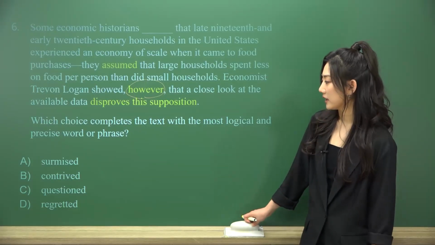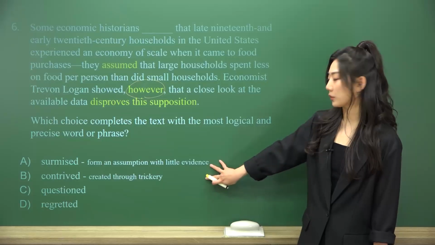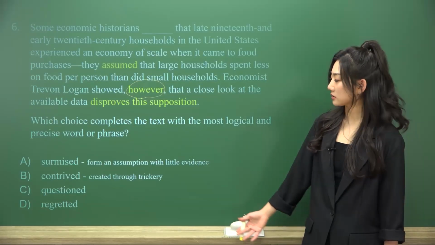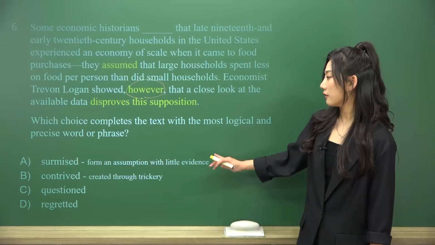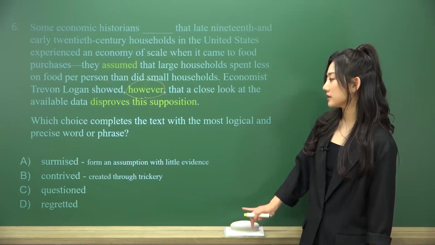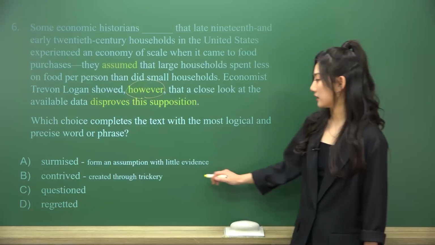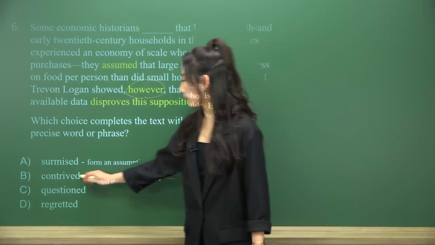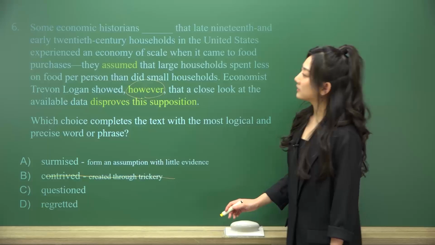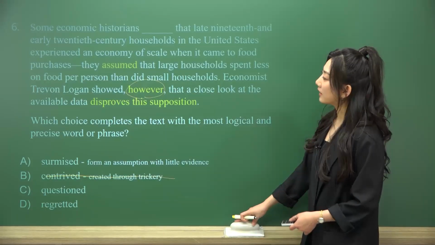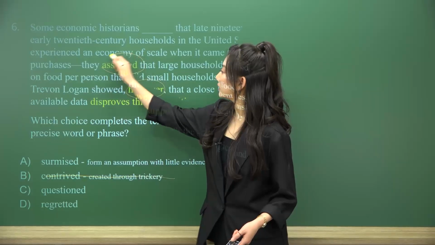There we go. Okay. So the definitions for the harder ones I wrote down for you: questioned or regretted, I'm hoping and assuming that you guys already know. Surmised, form an assumption with little evidence. Contrived, created through trickery. Okay, so already looking at this, we know that it's not going to be trickery. That wasn't mentioned. Some economic historians blank, blah, blah, they assumed.